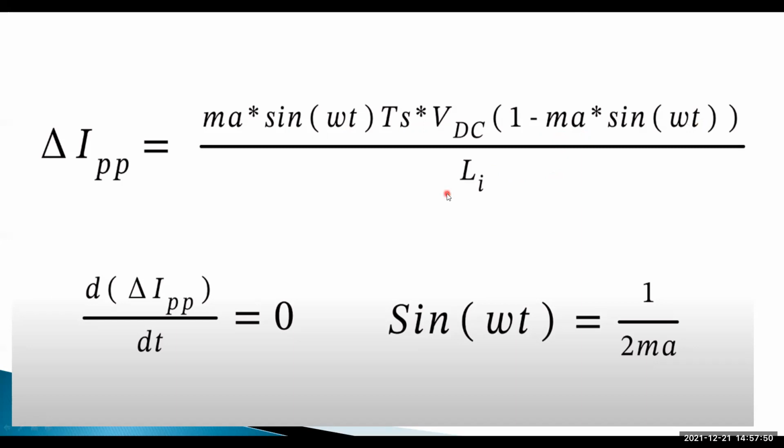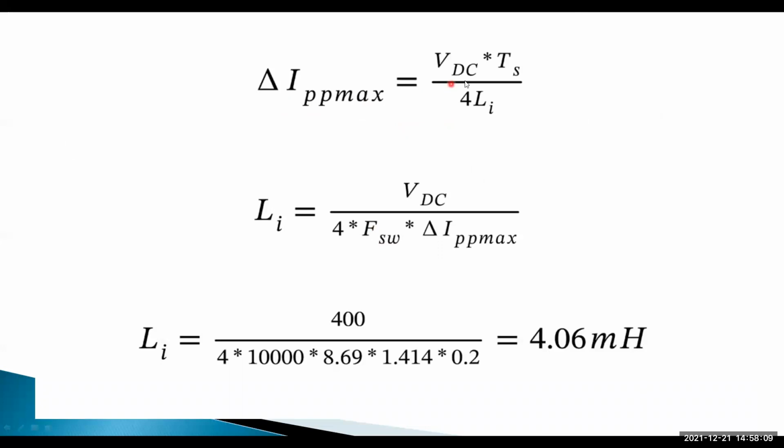To get the maximum value of the ripple, differentiate this equation for the peak to peak ripple current and equate it to 0. You will get sine omega t equal to 1 by 2 into the modulation index, MA. Substitute in this equation, and we will get delta IPP equal to VDC into TS divided by 4 into Li.